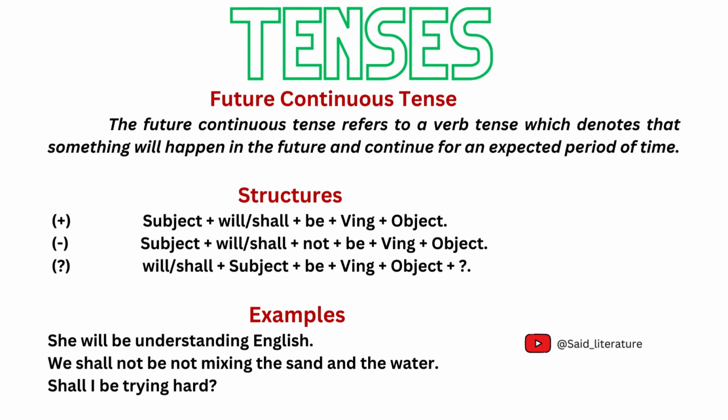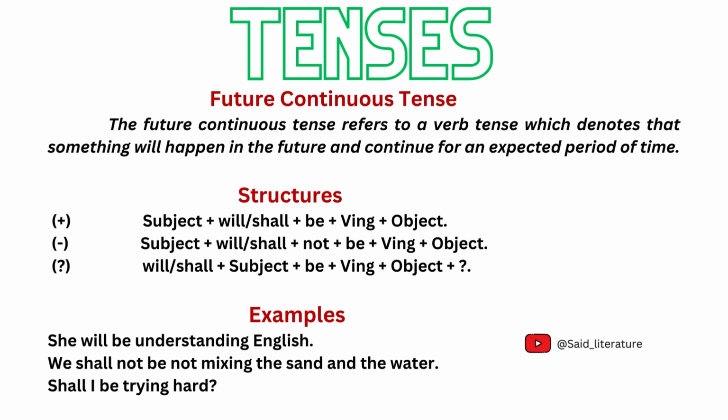Structures of the future continuous tense are positive, subject plus will, shall plus be plus first form of verb plus ing plus object. Negative, subject plus will, shall plus not plus be plus first form of verb plus ing plus object. Interrogative, will, shall plus subject plus be plus first form of verb plus ing plus object plus question mark.